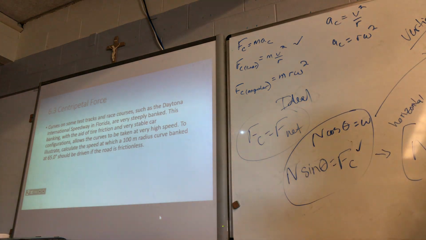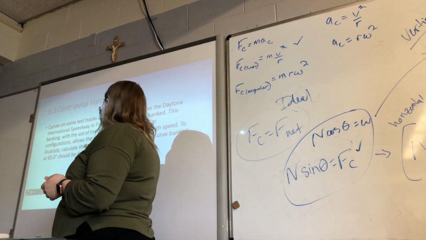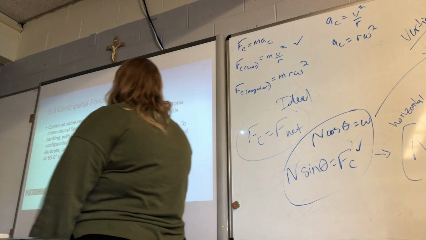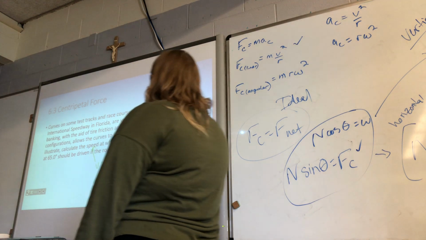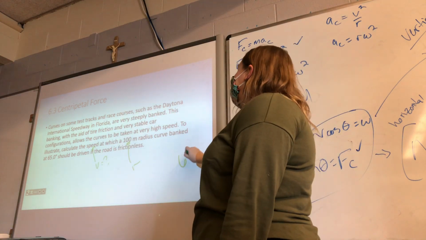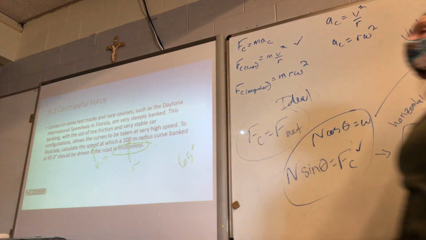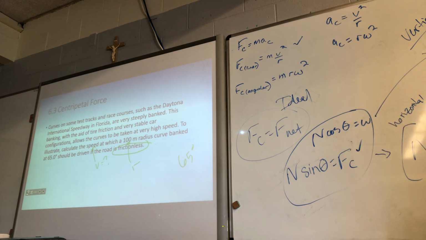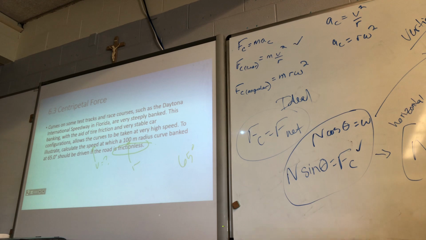One of the things that I'd like you to do is practice this last one. It says to illustrate, calculate the speed. So V is speed, right? At which a 100-meter radius curve, so here's our R, banked at 65 degrees, should be driven if the road is frictionless. Frictionless in this case means ideal banked curve. Okay? So we can use our ideal equations that we've got over here to figure out anything we might need.